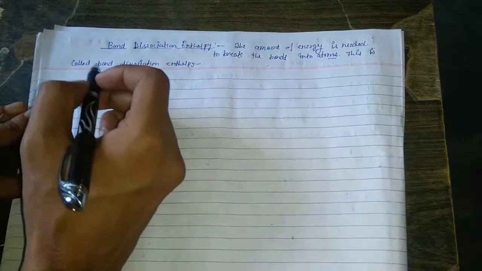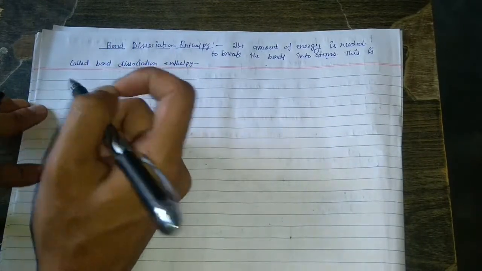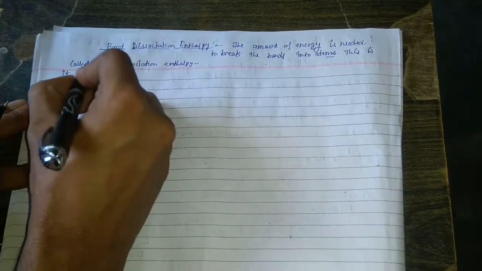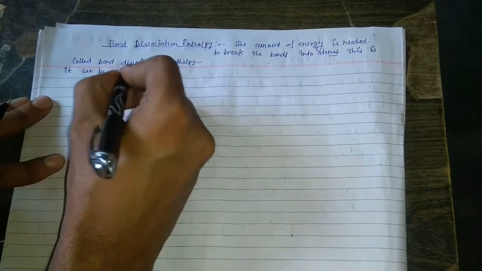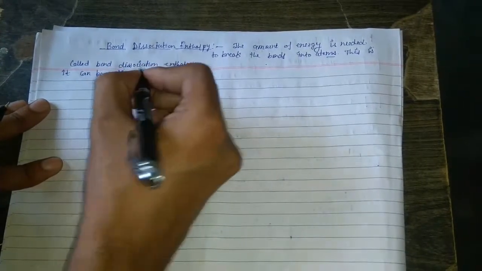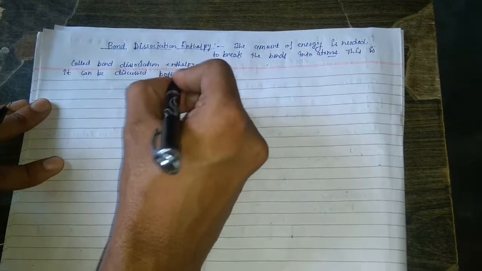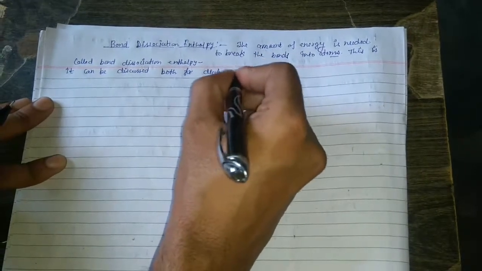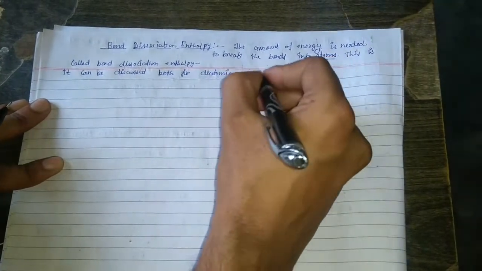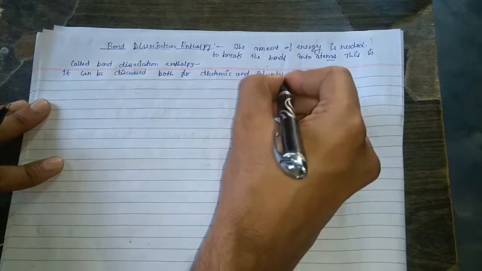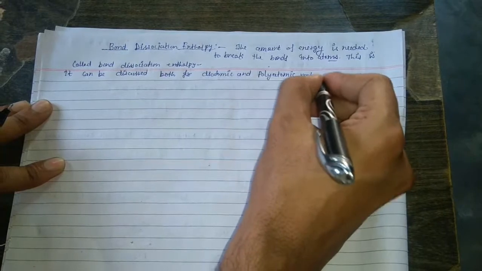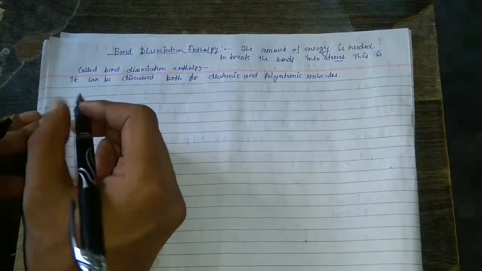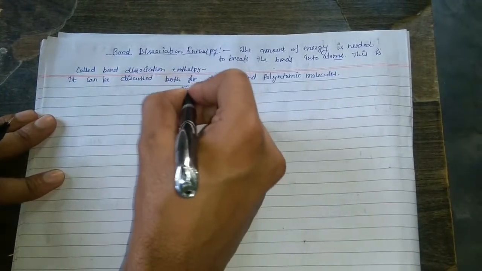Now bond dissociation enthalpy can be discussed for both diatomic and polyatomic molecules. So first of all, let us take the diatomic molecule.